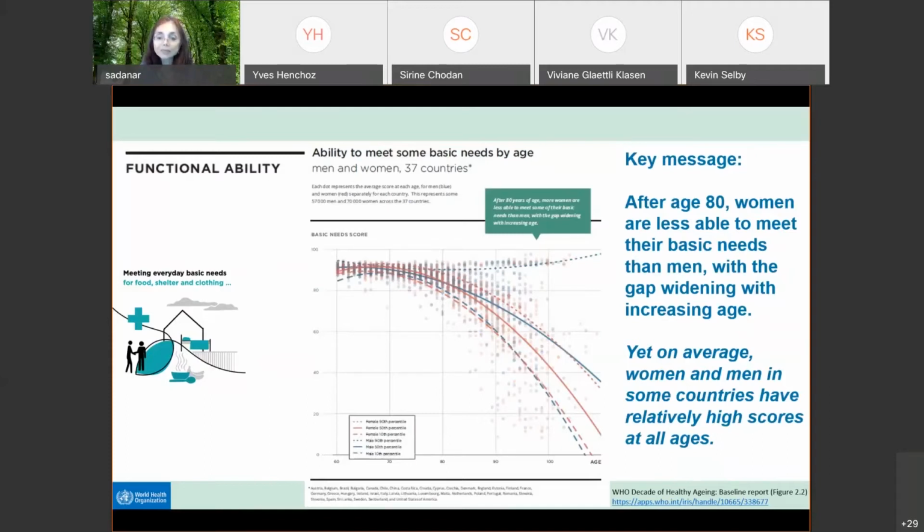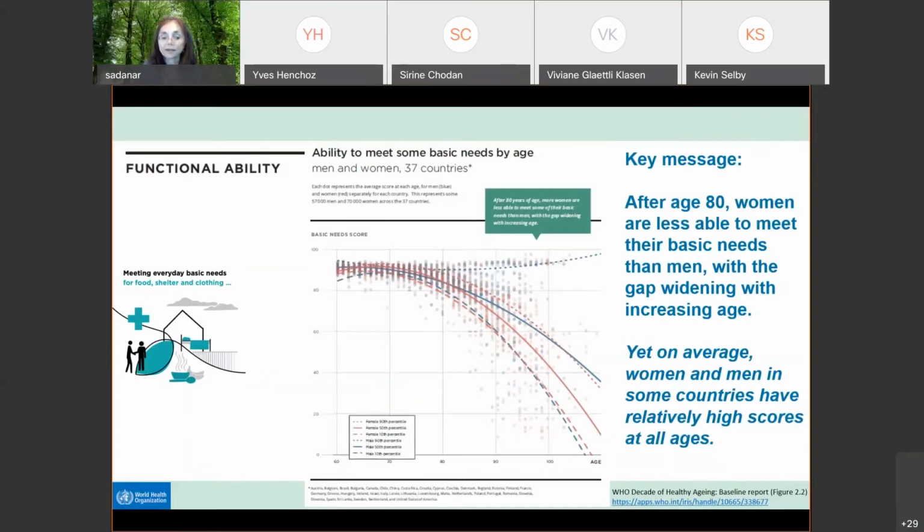But it's really important to note that men and women in some countries have relatively high scores at all ages. And this indicates that at every age, people can be supported to meet their basic needs. Because functional ability is also a reflection of your environment, there is no reason that we should see this drop-off with increasing age, because if the environment is supportive, we would want to see that people can optimize their functional ability.